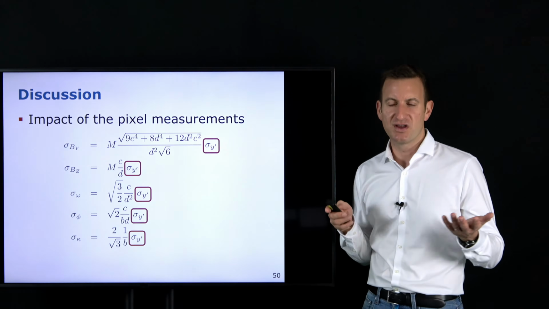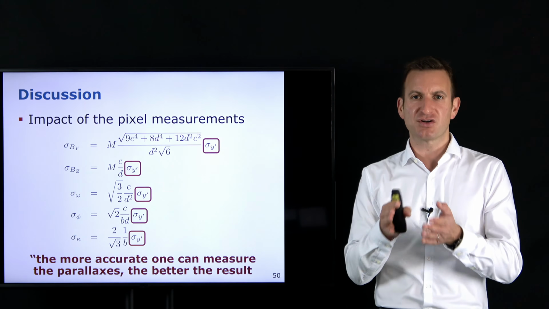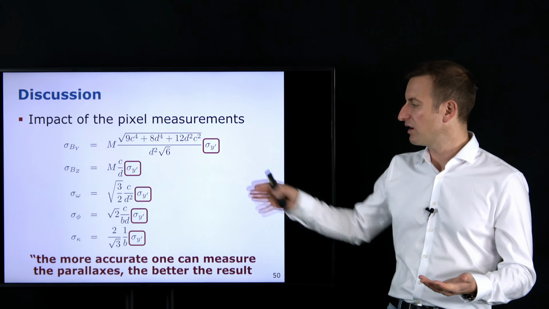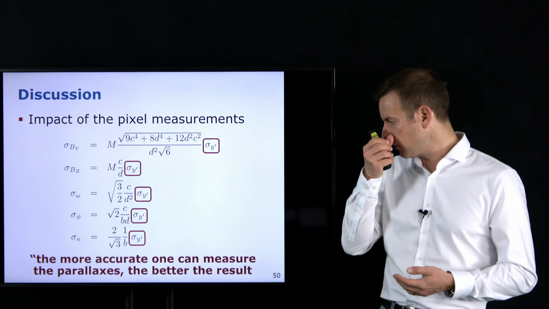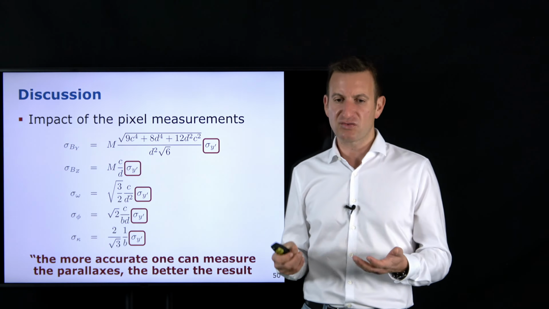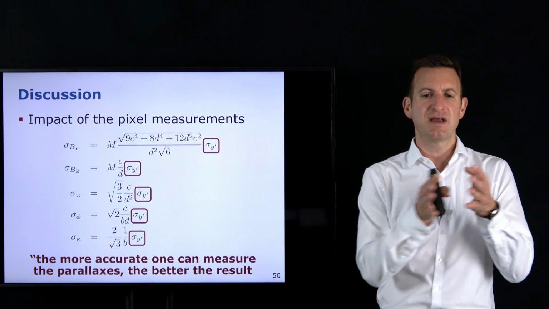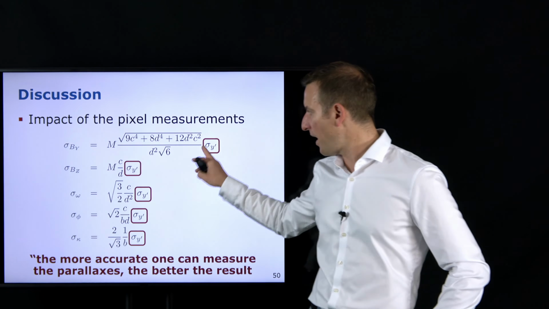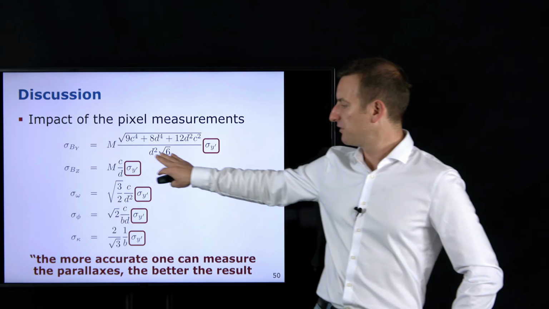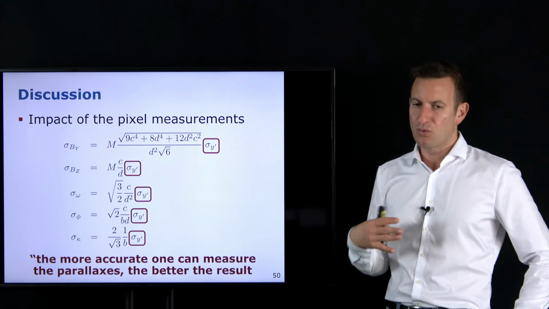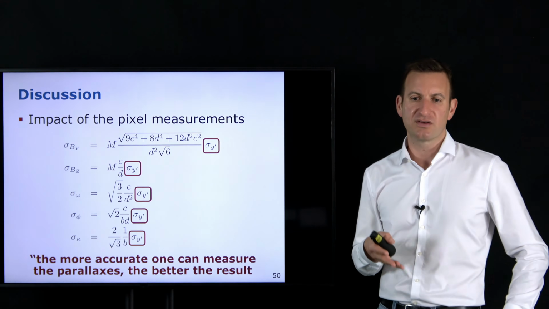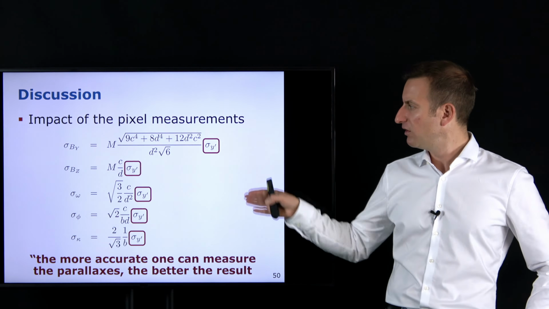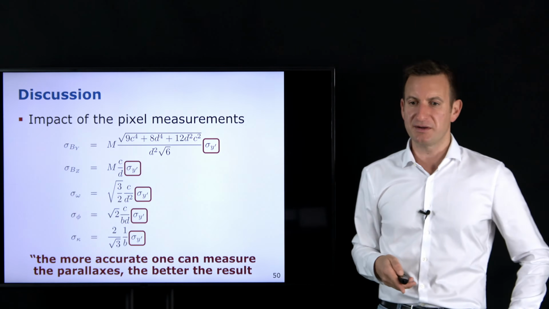This is probably something which is not a surprise. The better you can measure or pinpoint your points in the image, the better your parameters will get, because these are your observations, the parallaxes that you're observing, and so there's a direct relationship between how precisely you can measure and the results of your parameter. That's a linear dependency, as you can see in here. So there's no square root or something like this over here. There's a direct linear relationship, so the more accurately I can measure my parallaxes, the better my result will be. Not a surprise, but you can see this direct linear relationship here.